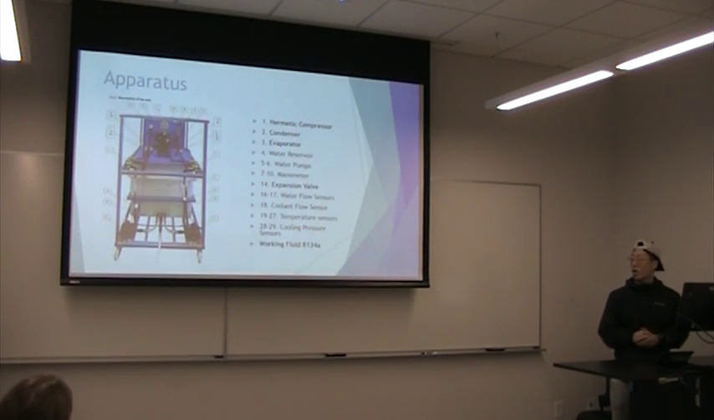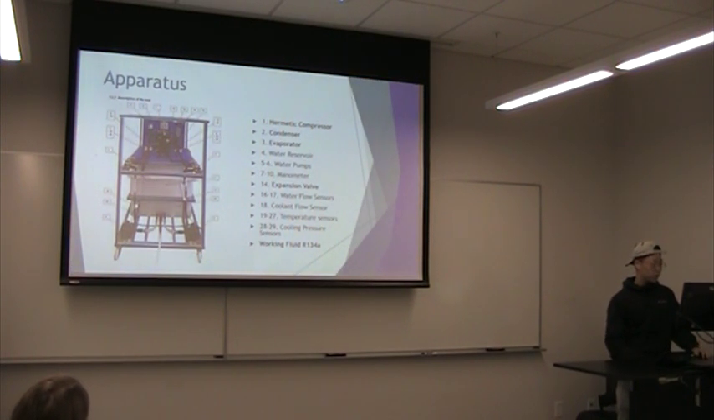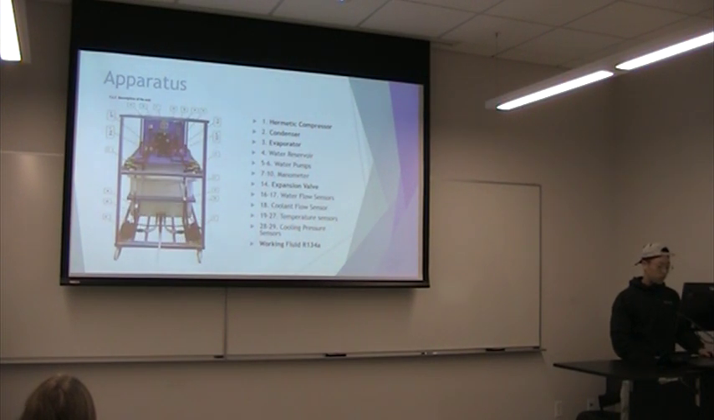This is a picture of the apparatus that we will be using. It's kind of complicated and has many components. I put in bold the main components here. Just to go through it real quick, we have a compressor, a condenser right there, our evaporator, our water reservoir which holds all our water. We have two pumps that will pump water to the evaporator and the condenser. We have a couple of manometers, an expansion valve, water flow sensors, coolant flow sensors, some temperature sensors and cooling pressure sensors. The working fluid that we'll be using today is R134A.